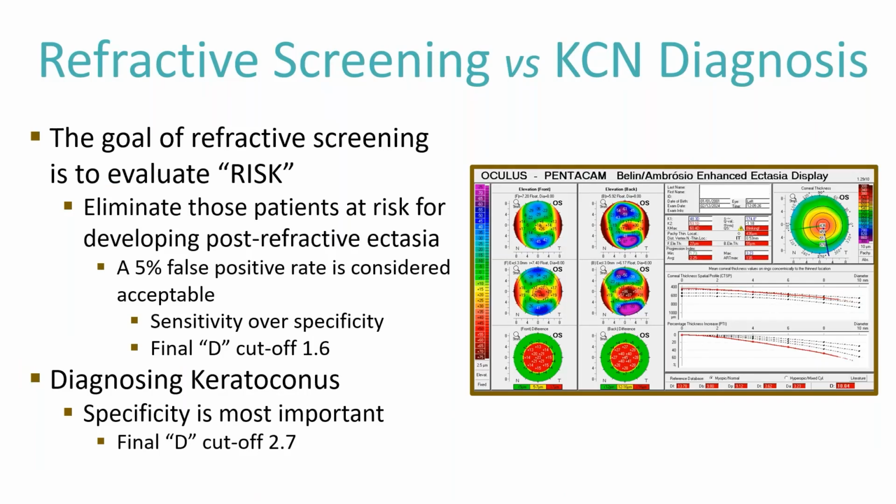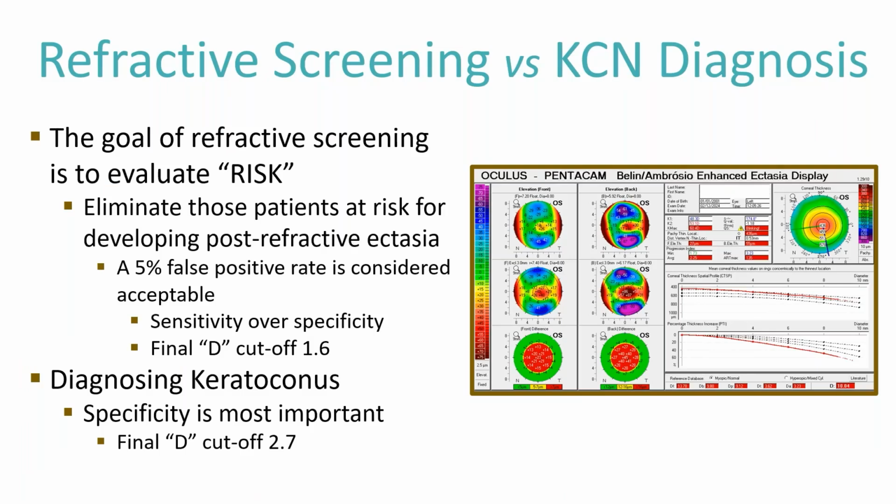But diagnosing disease is very different. Here, specificity is most important. And based on an article I published many, many years ago, when you have a final D of 2.7 or greater, it's highly specific for ectatic disease, as long as you exclude other conditions like corneal edema, and so on.